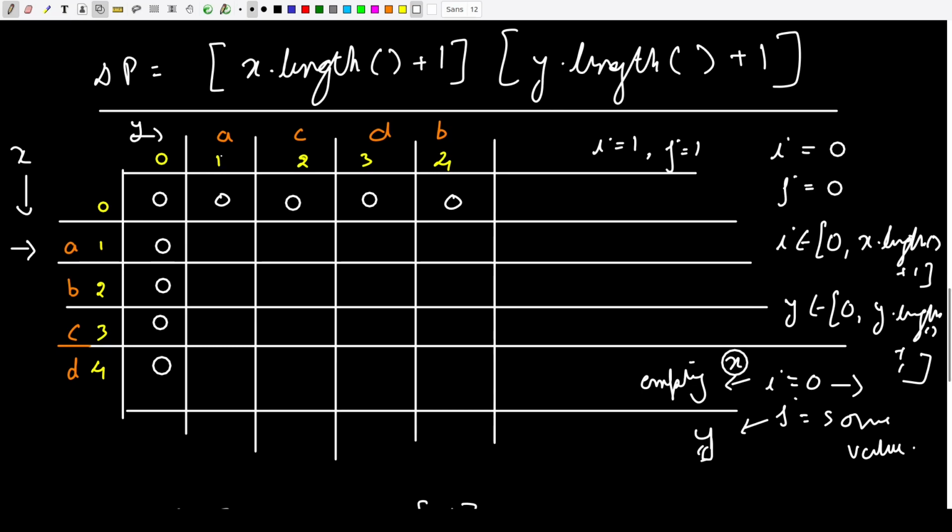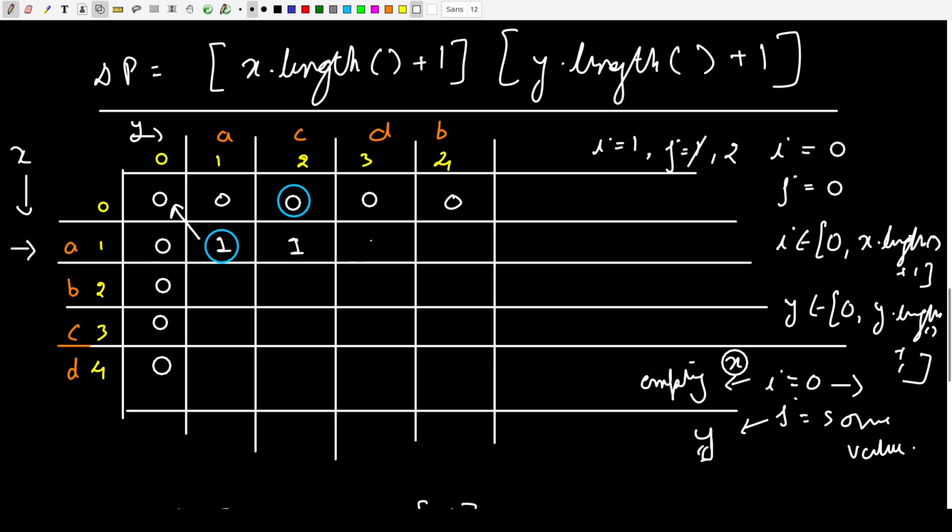Over here a and a are equal, which simply means the LCS is 1 plus the LCS of i minus 1 and j minus 1. The LCS of i minus 1 and j minus 1 is here, and 1 plus 0 is 1. Now j is equal to 2. Here a and c are not equal, so we need to compute the LCS between i minus 1, j and i, j minus 1. We compare these two values, and whichever is greater will be our LCS. So over here the LCS is 1.